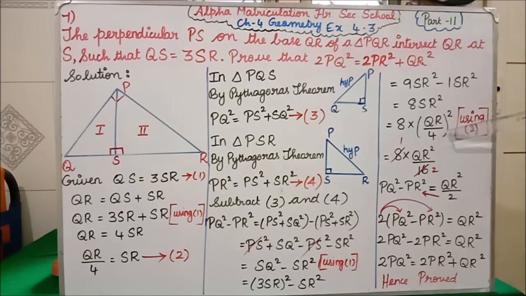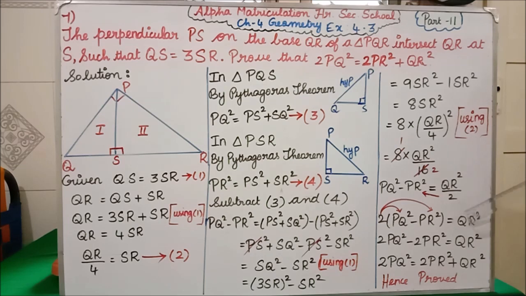QR square. Then 4, if you square, what we will get? 4 square is 16. Here now we are cancelling 8 and 16. 8 one time, 16 two times. Clear? Now then, that left hand side, what we have written? PQ square minus PR square is equal to what we have got? QR square divided by 2.